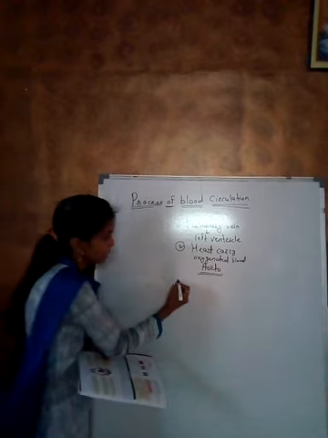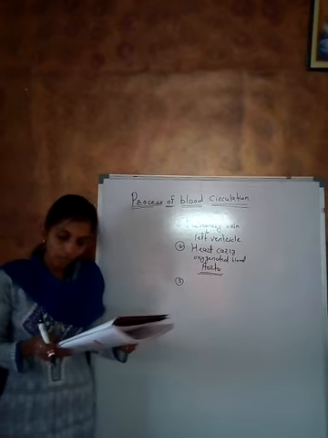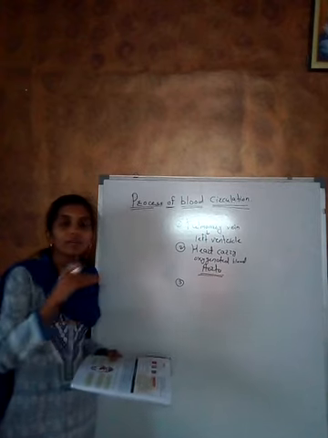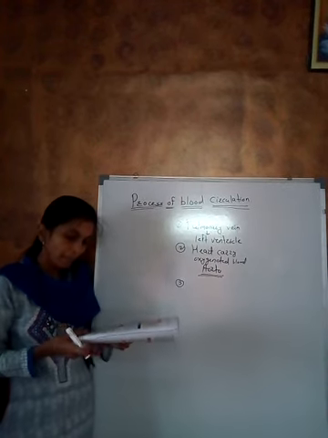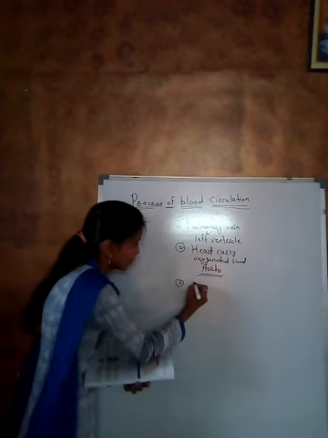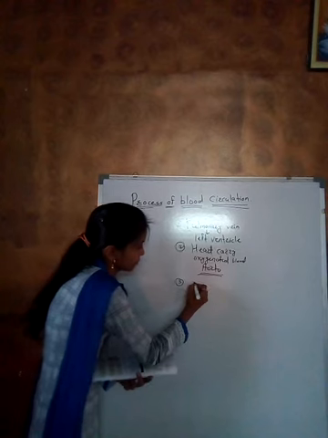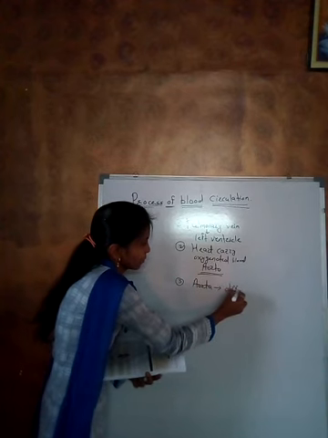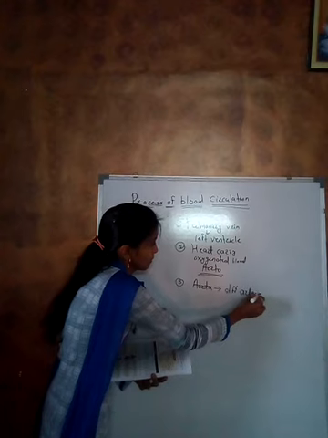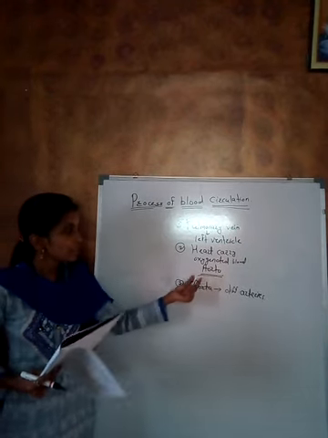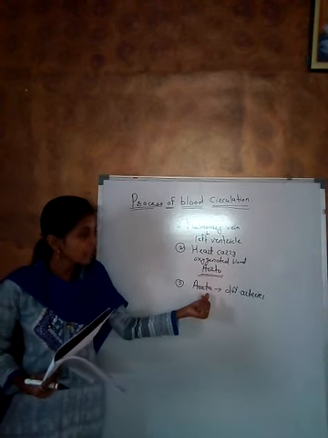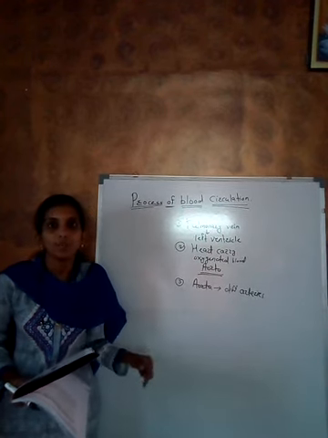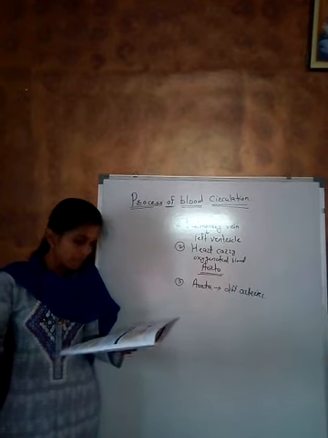Then the third step. From the aorta, the blood moves to the different arteries. The blood is supplied to the different parts of the body: oxygenated blood goes from the aorta to the different arteries, and from the different arteries it is supplied to all parts of our body. This is the third step.